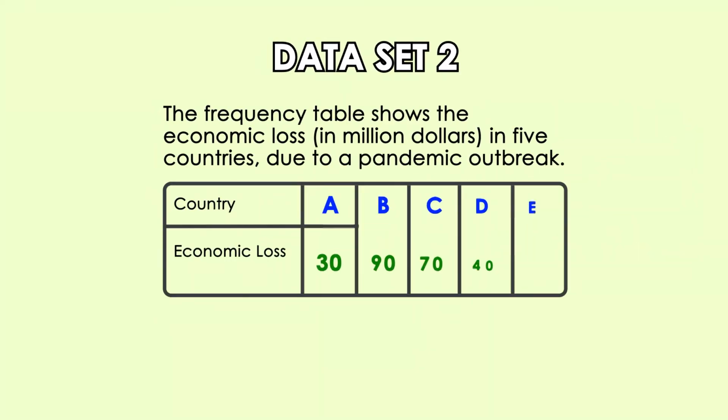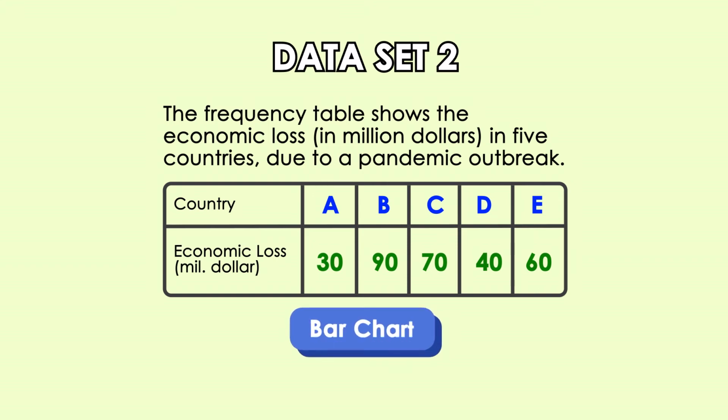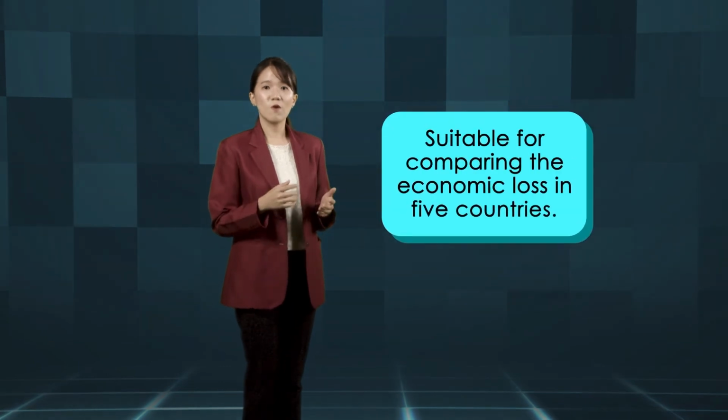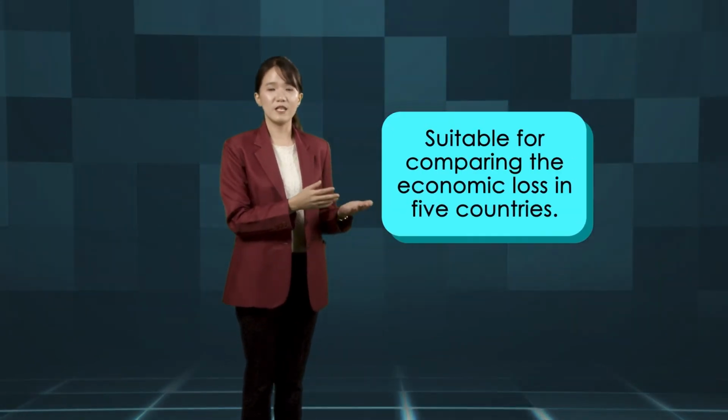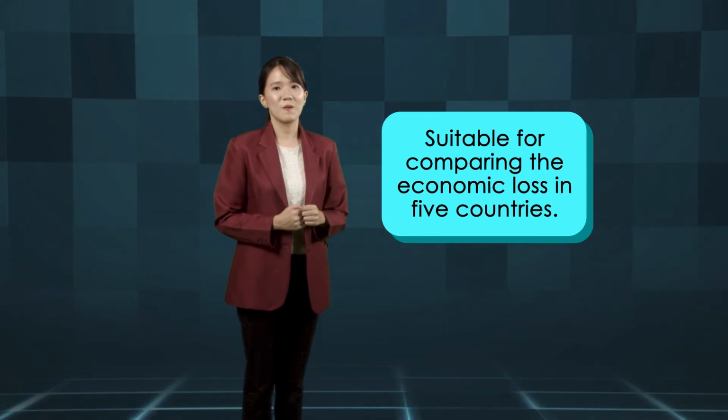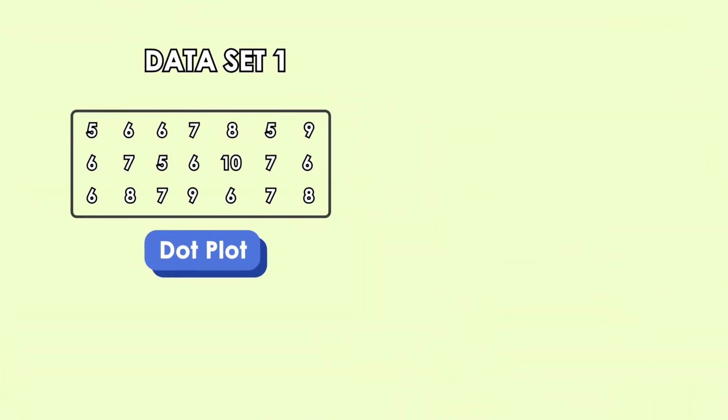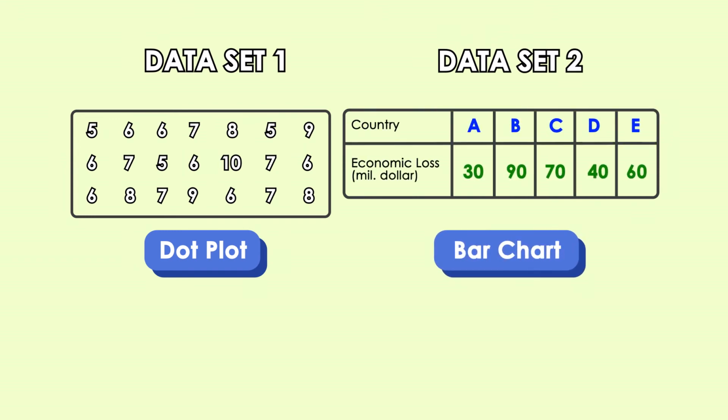And what is the best way to represent the quantitative discrete data in data set 2? A bar graph? Good! And what is your justification for suggesting a bar graph to represent the data set 2? Yes, the bar chart is suitable for comparing the economic loss in 5 countries. Well done, everyone. Now, we will proceed to draw the dot plot for data set 1 and the bar chart for data set 2.